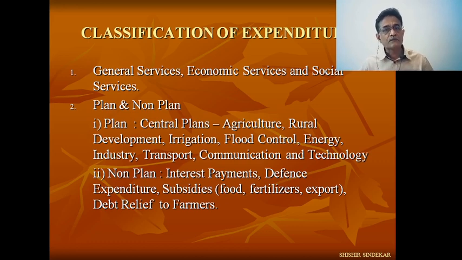And regarding non-plan expenditure, the loans which were already taken by the government, it will have to pay interest on them. So that is interest payment, then expenditure on defense, then the most important item was subsidies: food, fertilizers and export. Now the export subsidy is completely removed, but food and fertilizer subsidies still exist. Along with debt relief to the farmers, that is again a non-plan expenditure. So in this way, previously it was classified into plan and non-plan expenditure. Now that tradition has been delinked.